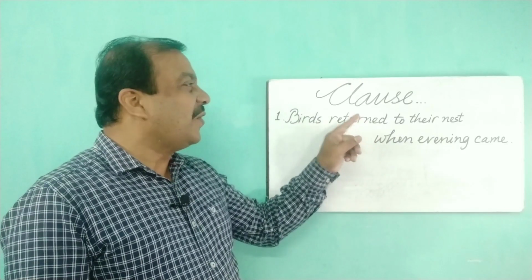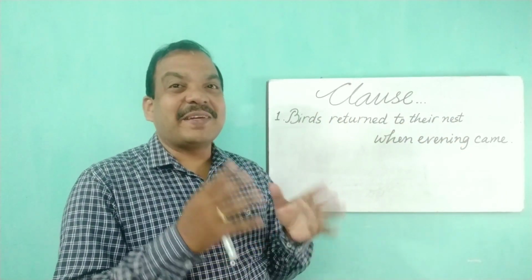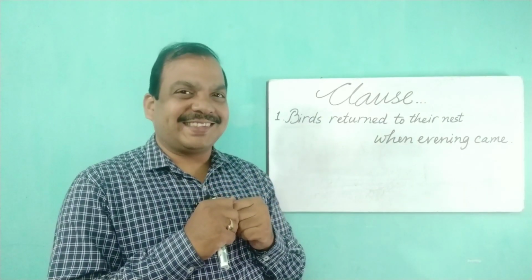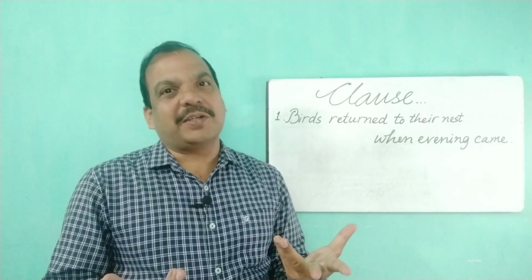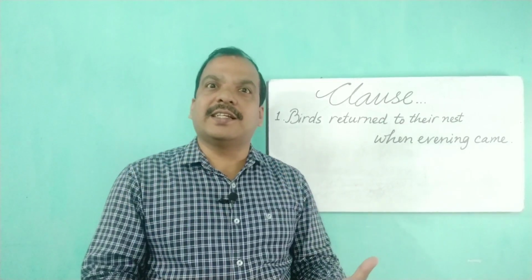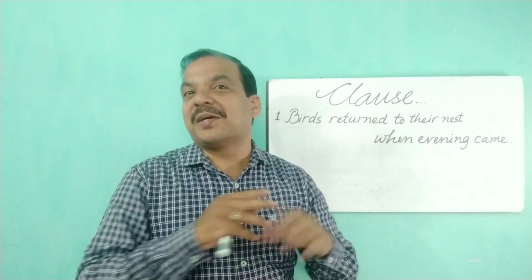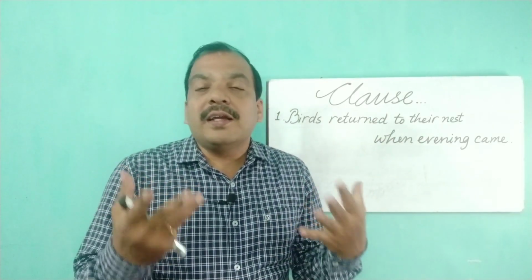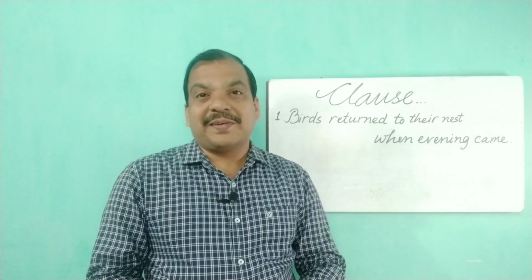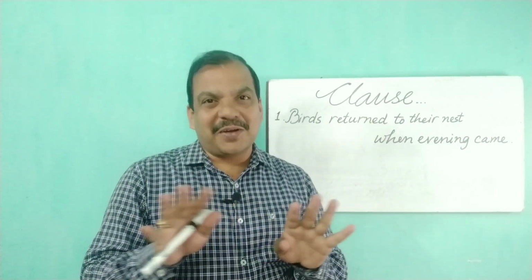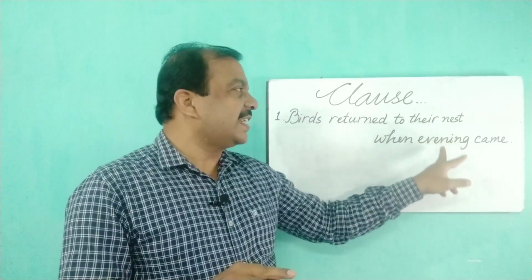That's why all sentences are clauses, meaning independent clauses. But all clauses are not sentences because they don't have the sense. When you talk about the sense, they are senseless. They don't have the complete sense. What meaning shall you get from this, when evening came? I think you may not have any doubt on the difference between a sentence and a clause.